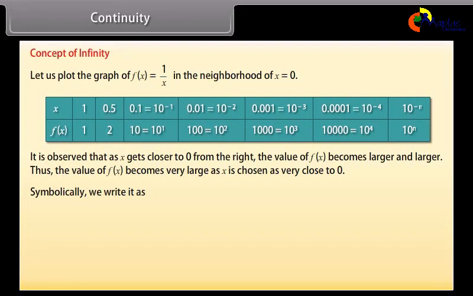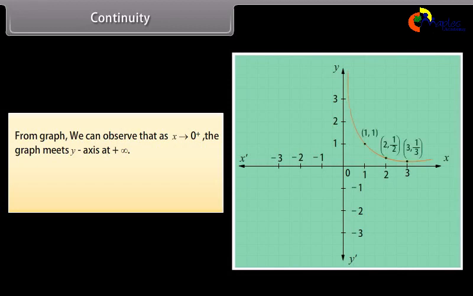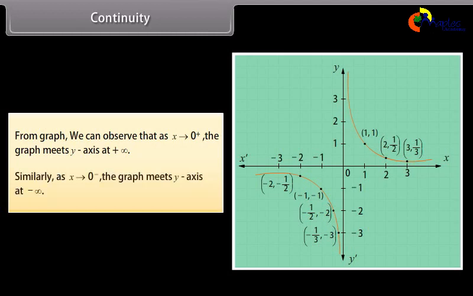Symbolically, we write it as limit as x approaches 0⁺ of f(x) = +∞. When we approach from the left near x = 0, we get limit as x approaches 0⁻ of f(x) = −∞. From the graph, we can observe that as x approaches 0⁺, the graph meets the y-axis at plus infinity. Similarly, as x approaches 0⁻, the graph meets the y-axis at minus infinity.